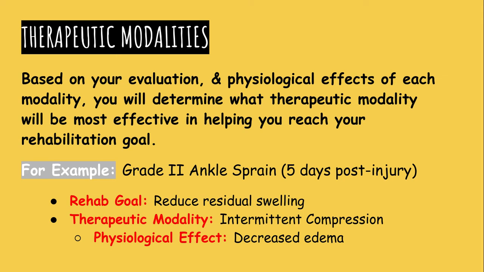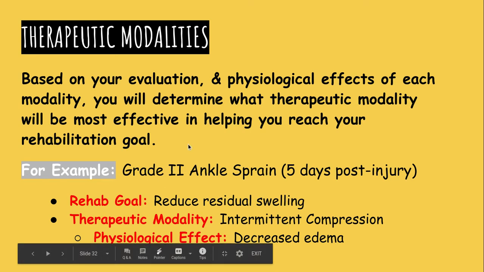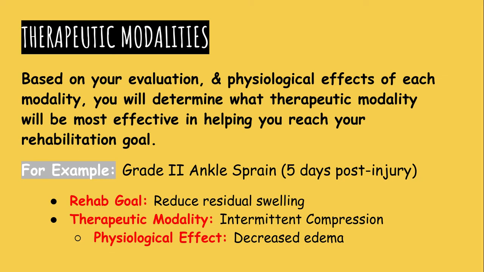Depending on what you suspect in your evaluation, you're going to keep in mind the physiological effects of that modality and then determine which modality you would like to use. So going back to that ankle sprain, you have someone who has a grade 2 ankle sprain. Grade 2 means that they have a moderate tear. It's not completely torn, but they're 5 days post-injury. Your goal for someone with a moderate ankle sprain is to still try to reduce that swelling.